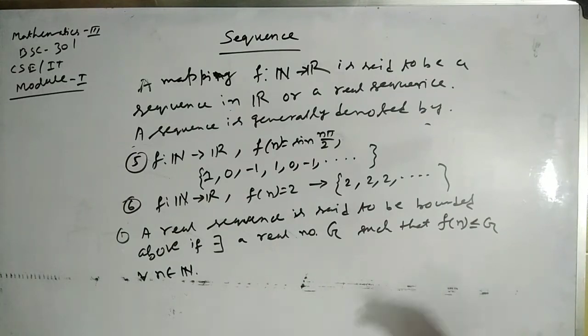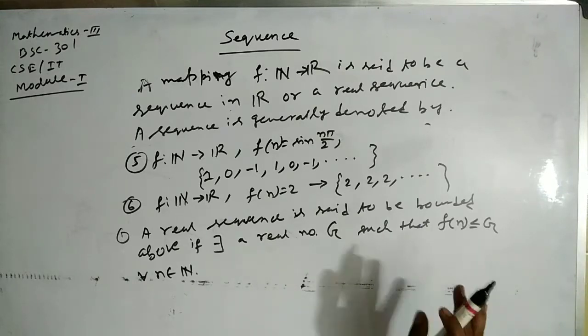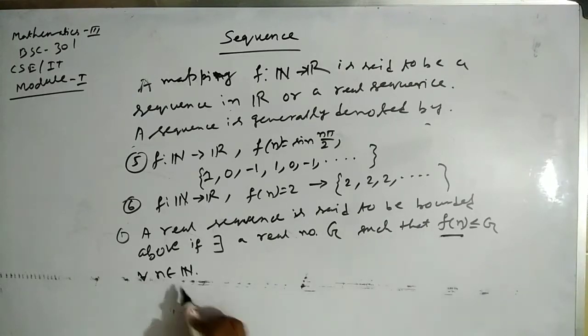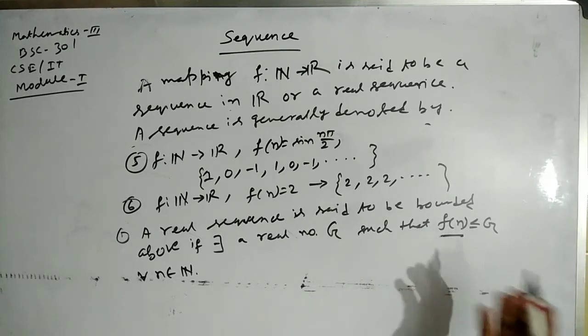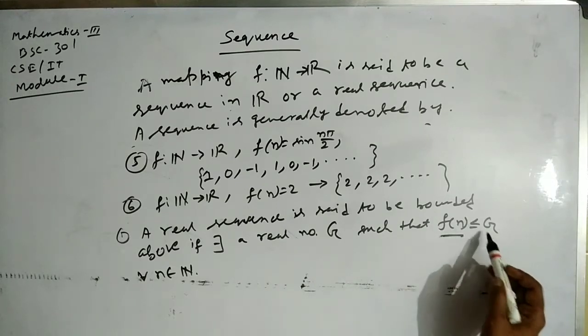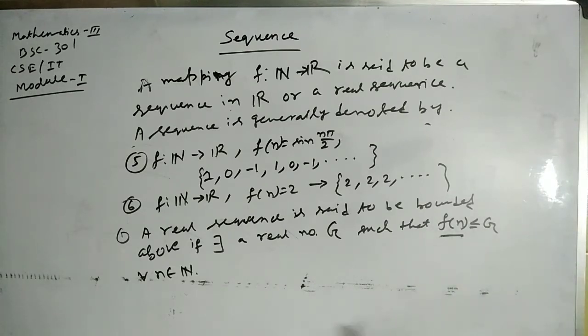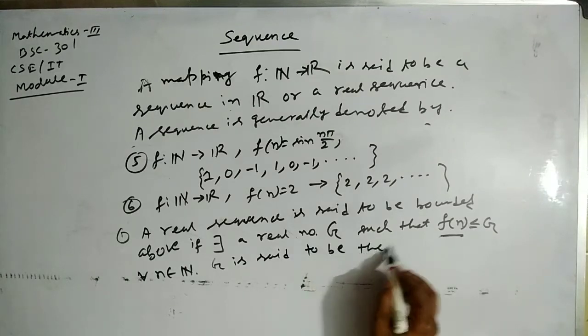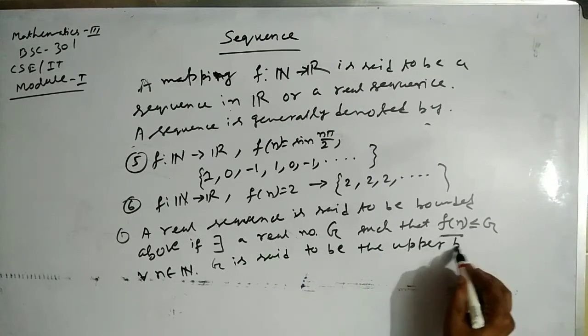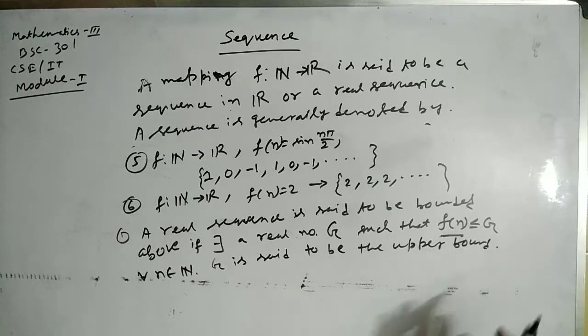That is, G is a real number for which all the elements of the sequence, Fn, for all n belonging to the natural numbers, will be less than or equal to that real number. If this type of real number exists, then this sequence will be called bounded above, and G is said to be the upper bound.